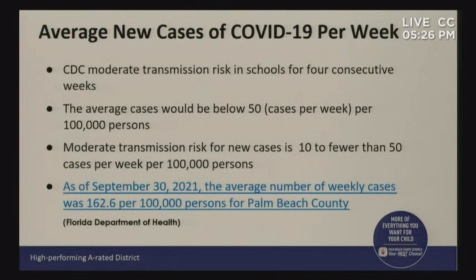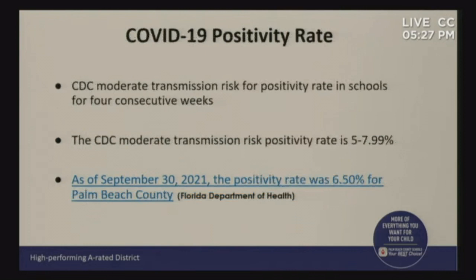When we talk about the average new cases of COVID-19 per week, in particular at the moderate level, we're talking about cases being below 50 over a 7-day average. Again, that's between 10 to 50 at the moderate level. And just to note, as of September 30th, as reported by the Florida Department of Health, the average number of weekly cases was at 162 per 100,000 persons here in Palm Beach County. The positivity rate at the moderate transmission risk is at 5 to 7.99%. Again, reported by the Florida Department of Health as of September 30th, the positivity rate was 6.5% for Palm Beach County.